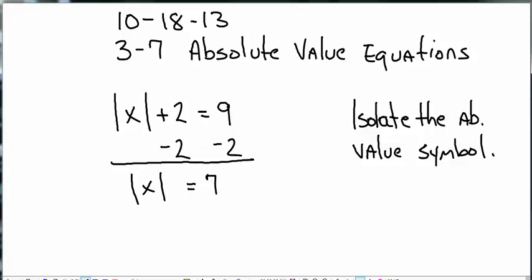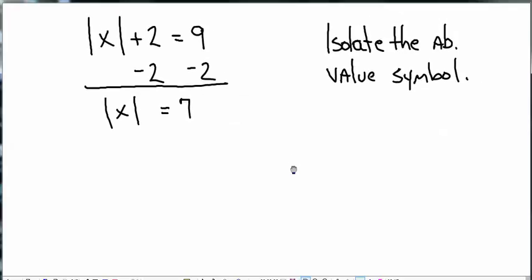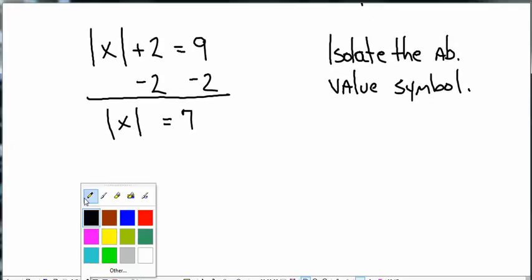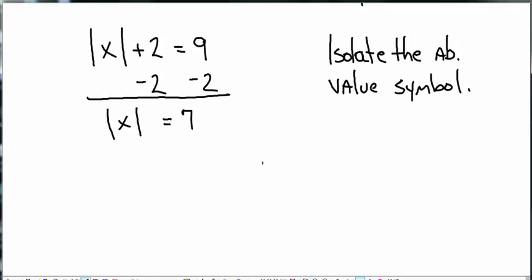Then, this is the important, super important step. I'm going to say it first and then I'm going to do it. Your next step is to drop the brackets off and rewrite the problem just the way it is. So we're going to drop the brackets off and we're going to write x equals 7. And then you're going to drop the brackets off and make it equal to the opposite of whatever this is.